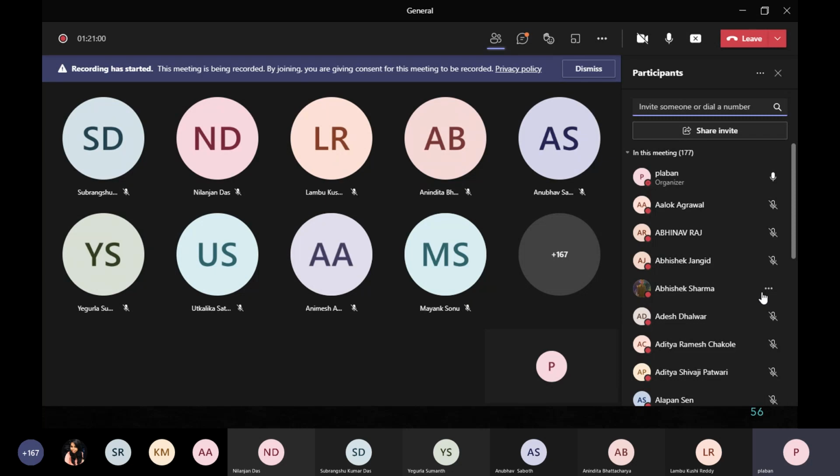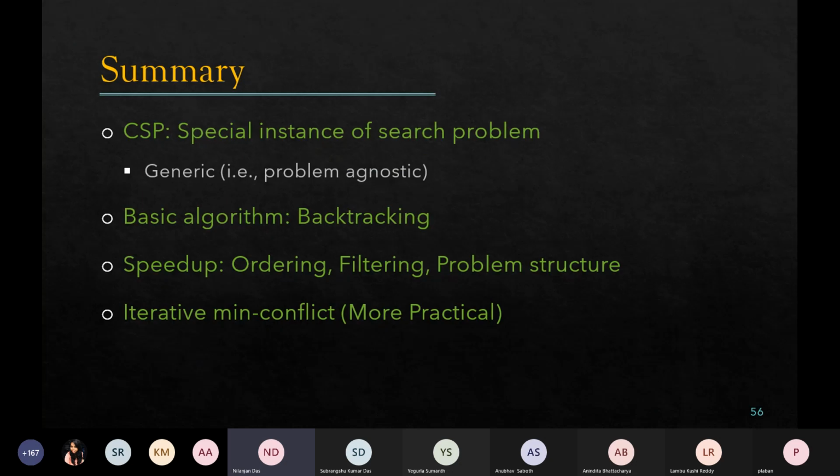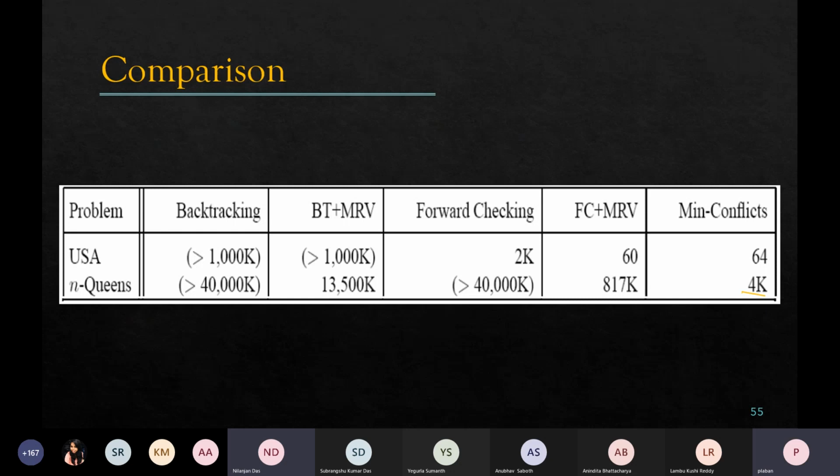So, any questions? Sir, I have a doubt. Yeah, sure. Can you explain the min-conflict heuristic with respect to the 5 queens problem, how the algorithm is working? Okay, okay.